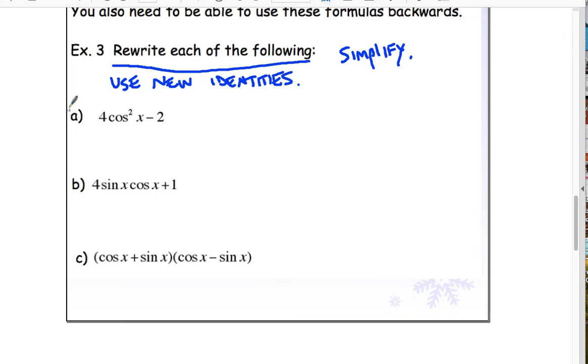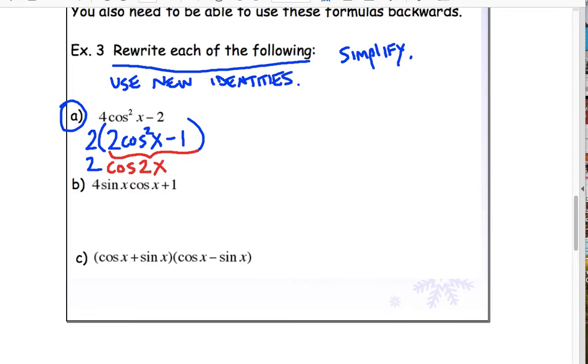So with A, for example, 4 cosine squared x minus 2, that has two terms. Both of those terms have something in common that you could factor out. We could factor out a 2, and then we would be left with 2 cosine squared x minus 1. And then you might recognize that the 2 cosine squared x minus 1 is one of our new identities, and that is the same thing as cosine 2x. So we've rewritten it as 2 times cosine 2x.